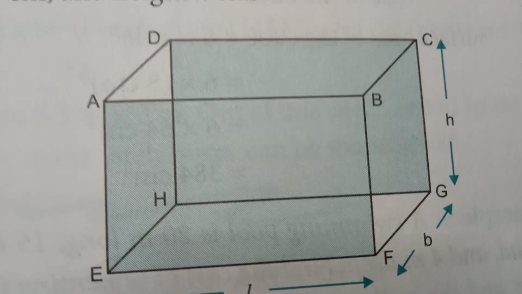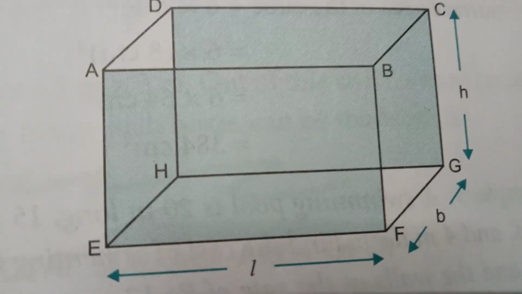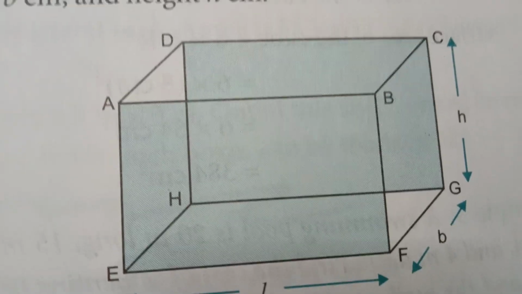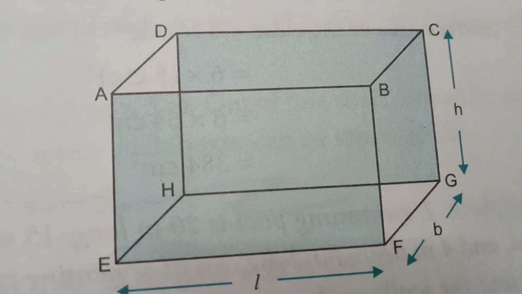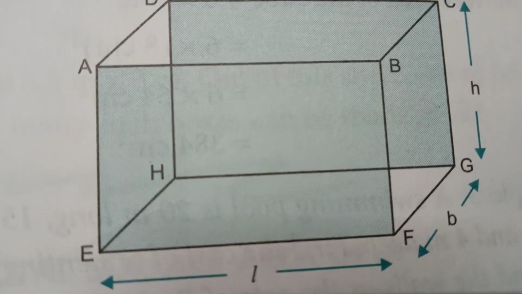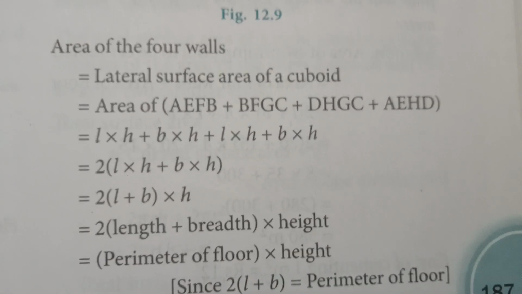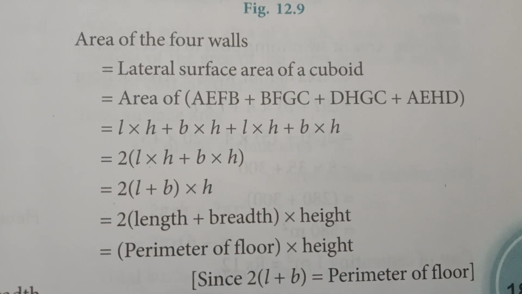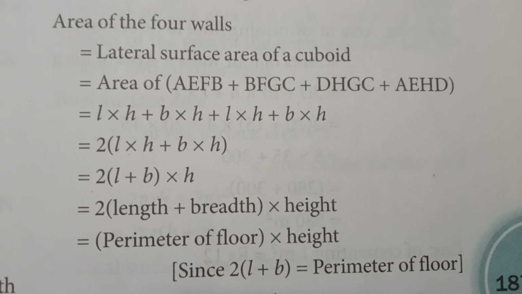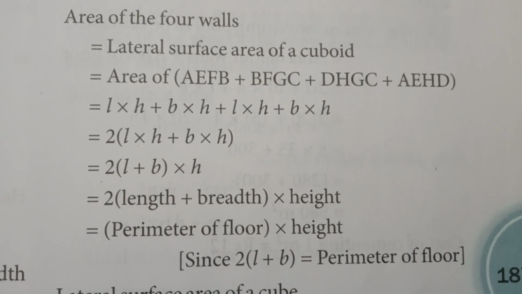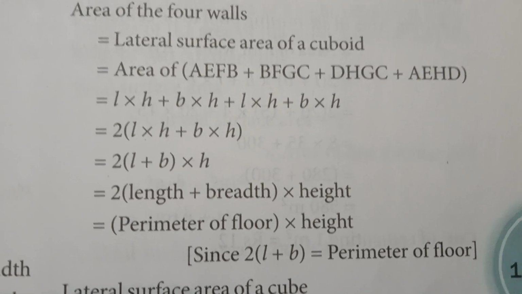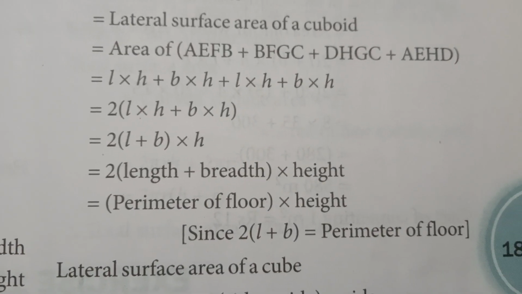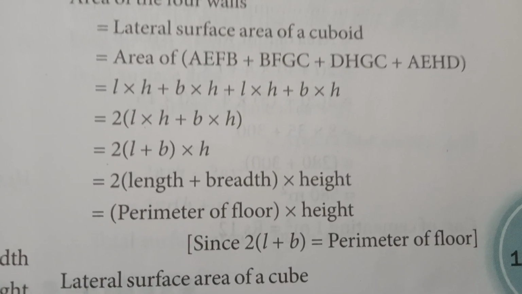Now, how to find out the lateral surface area of a cuboid excluding the top and bottom? That is the area of 4 walls we are talking about. The area of the 4 walls of a cuboid is nothing but known as the lateral surface area of the cuboid. Area of AEFB plus BFGC plus DHGC plus AEHD, other than top and bottom.